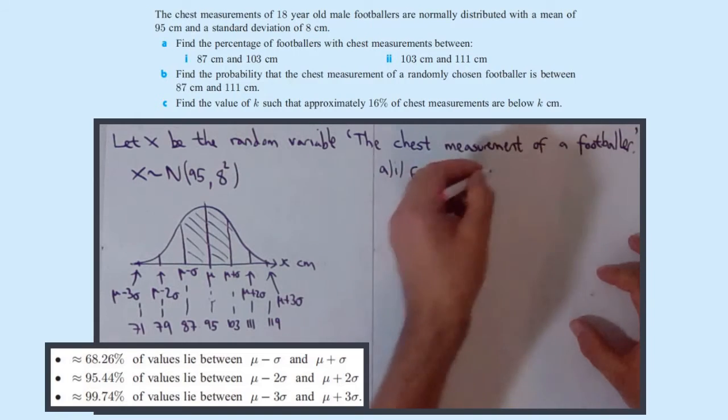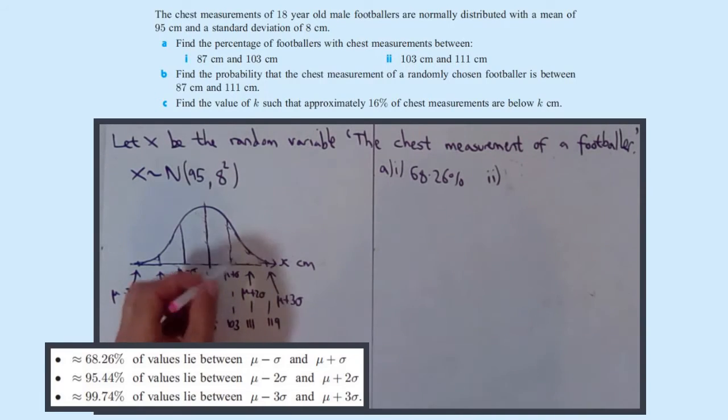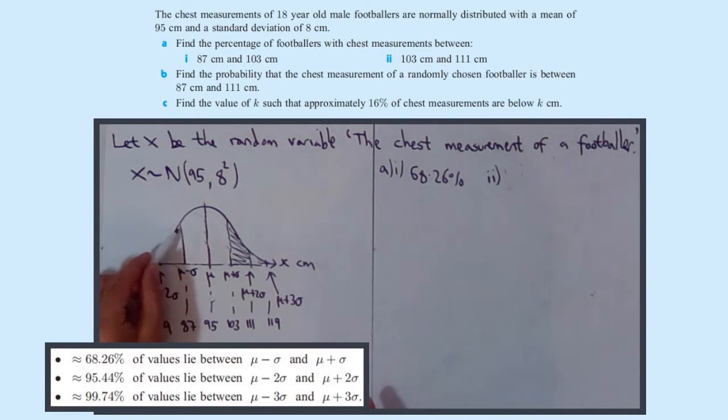So the answer is 68.26%. Okay, A2. I want to know the percentage of footballers with chest measurements between 103 and 111 centimeters. So 103 is here, 111 is here, so that's this area here. Well, if I just take its equivalent that has the same area on the other side, so we've got this bit here.